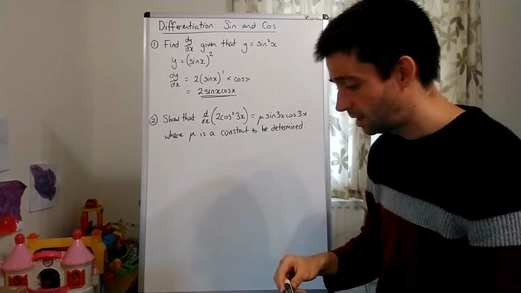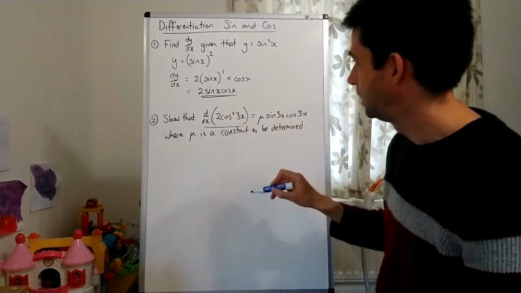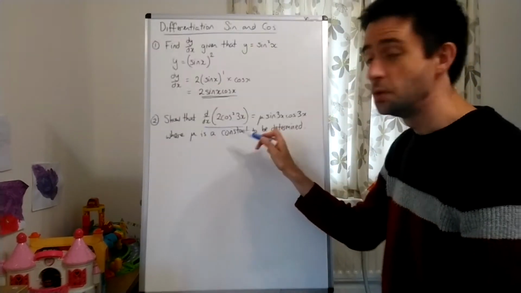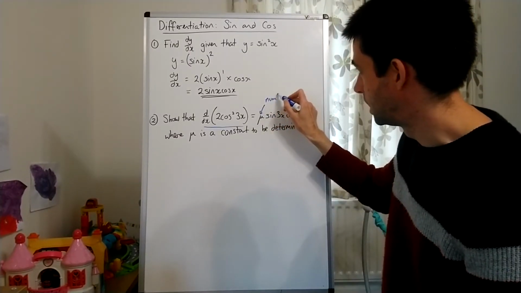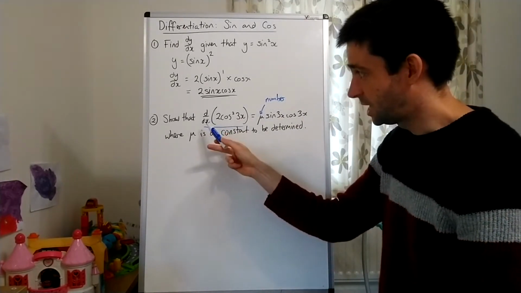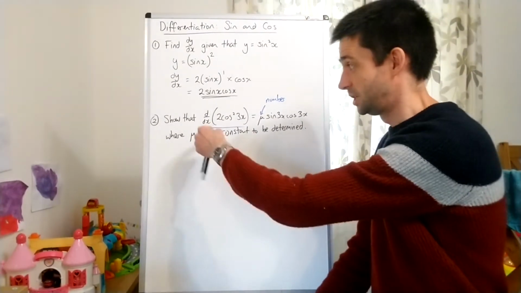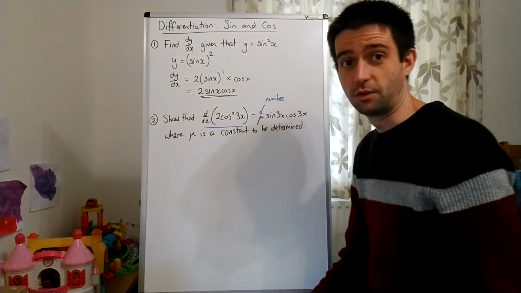Second example here then, show that d by dx of 2 cos squared 3x equals mu sine 3x cos 3x, where mu is a constant to be determined. That means that this is just going to be a number. So mu represents a number. Now d by dx means the derivative of what follows. So what this is actually asking you to do is to differentiate 2 cos squared 3x.